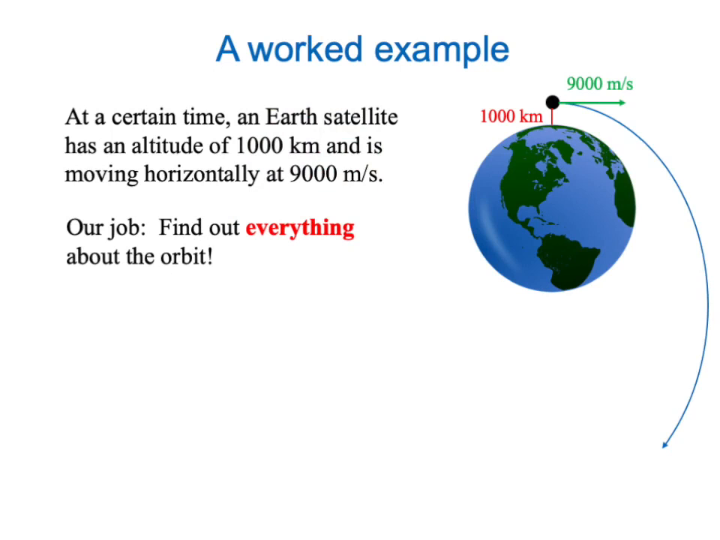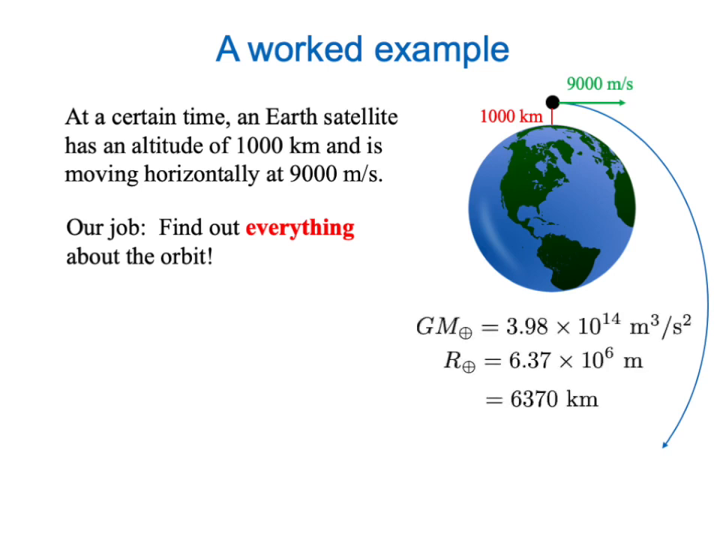So here's the situation. We imagine that we have a satellite orbiting the Earth, and that at a certain time, the satellite is 1,000 kilometers, that's 10⁶ meters, above the Earth's surface, and it's moving horizontally at a speed of 9,000 meters per second. So we've given mechanical information about the initial motion of the satellite. And our job is to find out everything we possibly can about the orbit that this satellite will follow in the future.